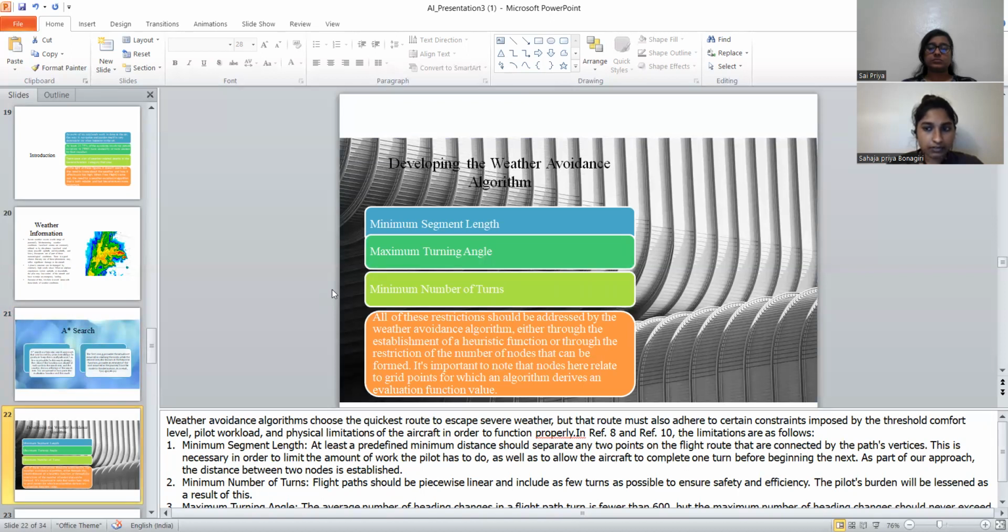As a part of our method, we figure out how far apart two nodes are. The flight path should be piecewise linear and have as few turns as possible to make sure it is safe and efficient. The pilot's burden will be lighter because of this. The average number of turns in a flight path is less than 600, but the maximum number of turns should be more than 900. So in our algorithm, we have set up a way to limit the number of nodes we make from a single one. Next one.